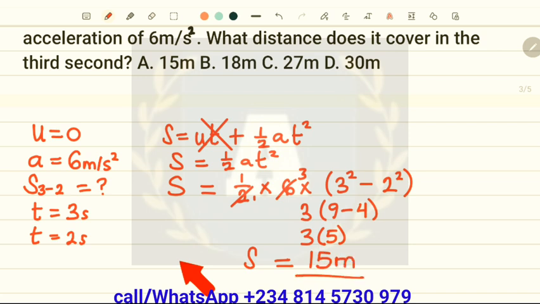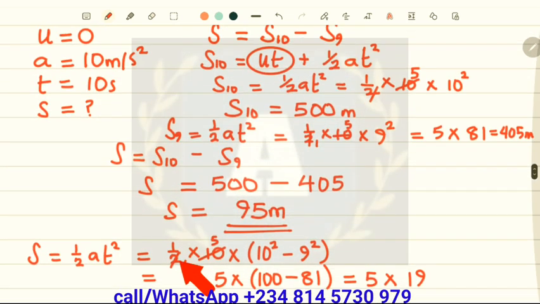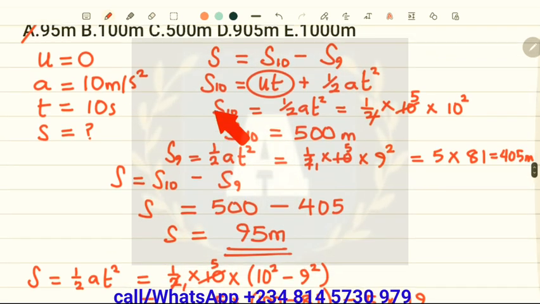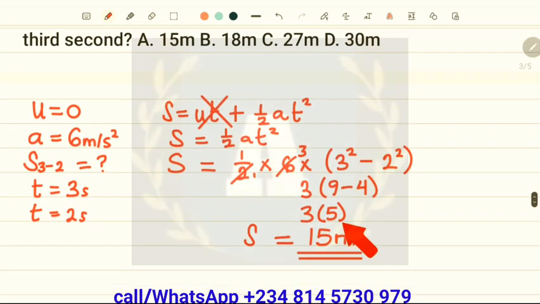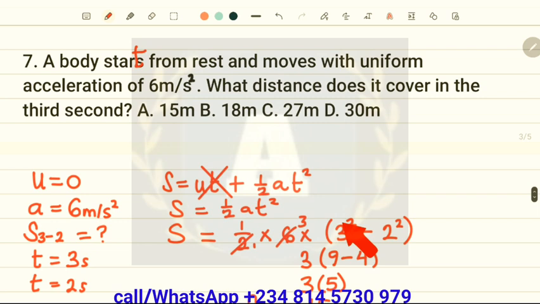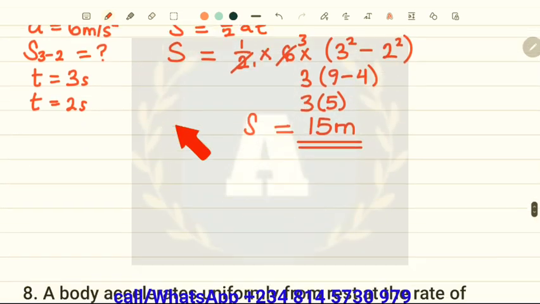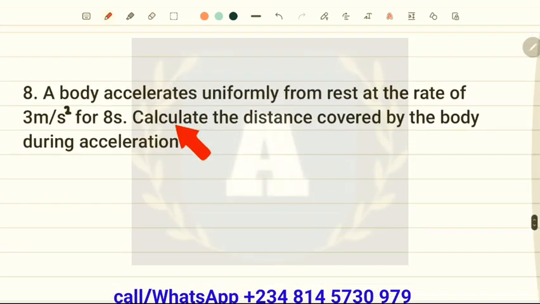As simple as that. And you can use the other method which we applied here. You can use this long method to check. You will still have the same answer. And that answer, the answer to the question, is found in the first option, option A. So we move to the next question.